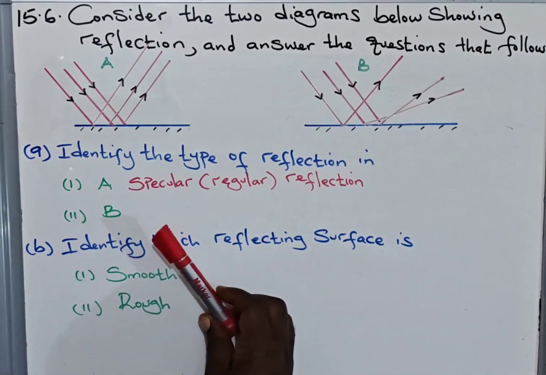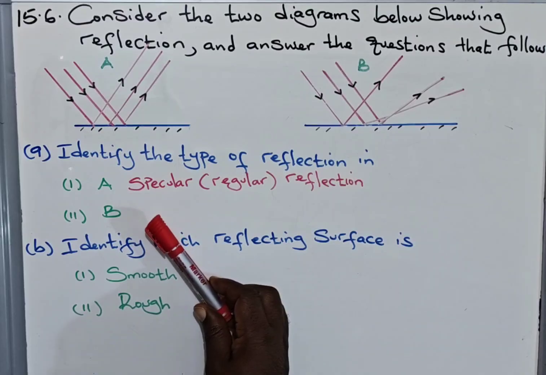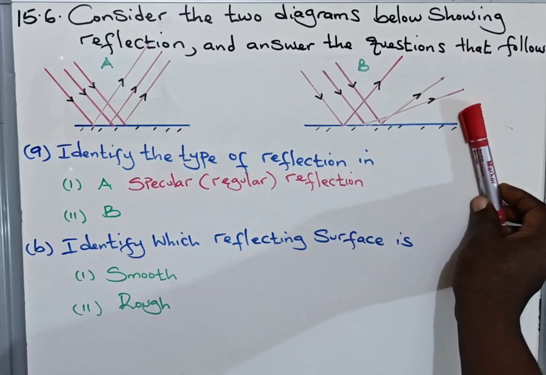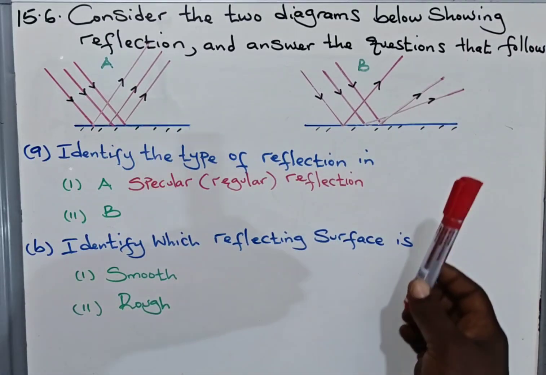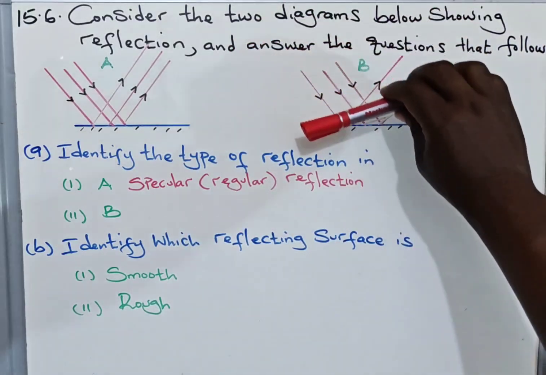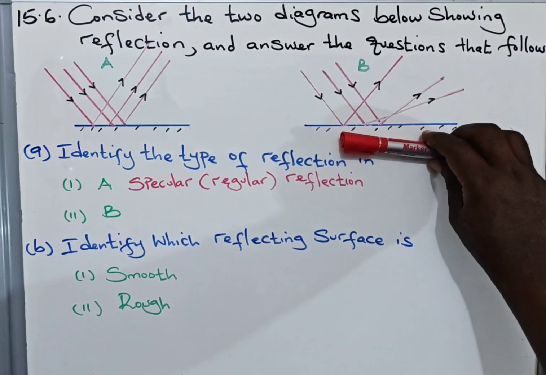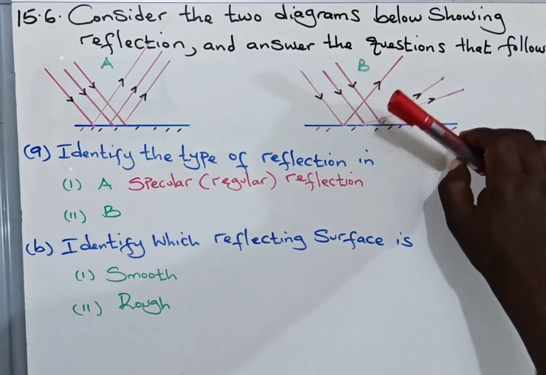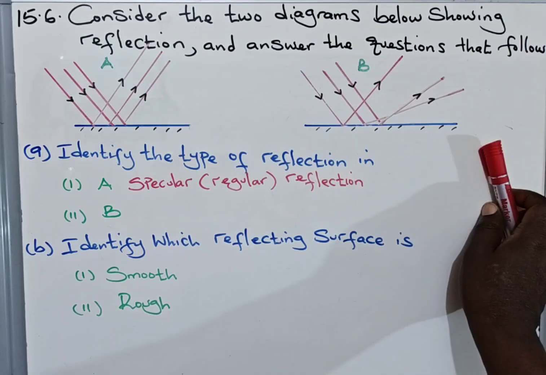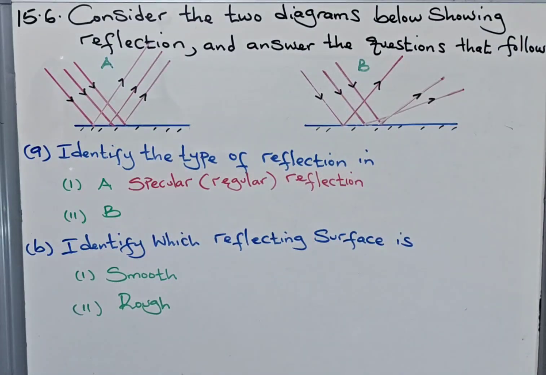Then we come to B. What type of reflection is shown in this diagram? Let us describe what we see. So here we are having a parallel beam of light striking our reflecting surface. And what do we see? It is dispersed into different directions. So what type of reflection is that one? We call it diffuse reflection or irregular reflection.